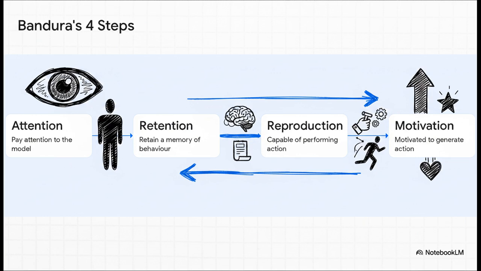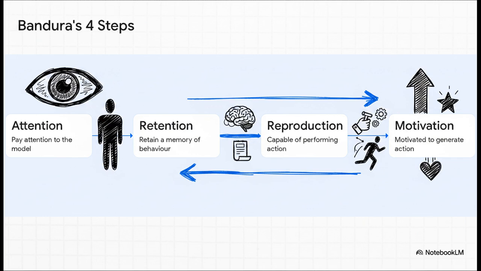Number 1 is attention. You've got to actually be paying attention to the role model. 2 is retention. You have to be able to retain a memory of what they did. I mean, if you forget it, you obviously can't copy it. 3 is reproduction. You need the physical or mental ability to actually perform the action. And 4 is motivation.